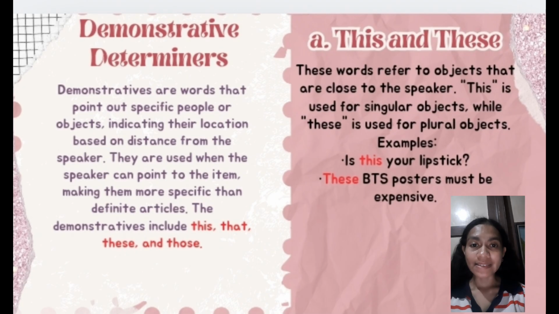This and these. These words refer to objects that are close to the speaker. This is used for a singular object, while these is used for plural objects. For example, is this your lipstick? These BTS posters must be expensive.